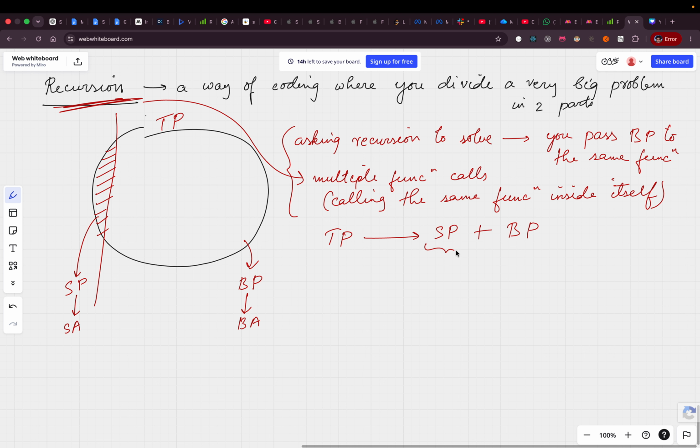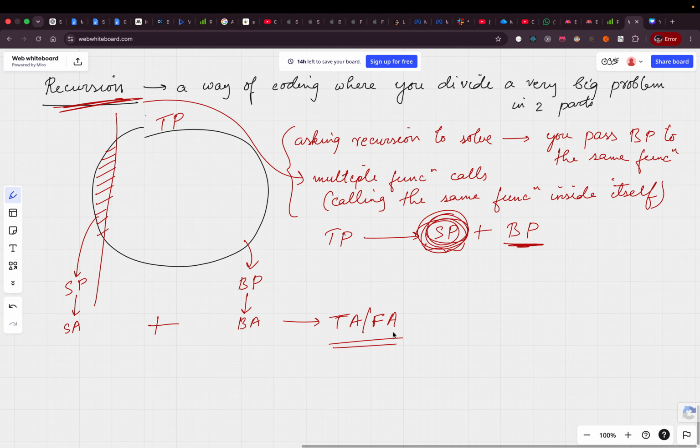And then you solve the smaller problem. You will be solving this part. And then you ask recursion to solve this part. Suppose you solved it and stored it in smaller answer. Then recursion will solve the bigger problem and store it in bigger answer. Now, what you have to do is combine them. Smaller answer plus bigger answer, you will get the total answer, or you can also say final answer. This is what you have to return. This is the gist of recursion.